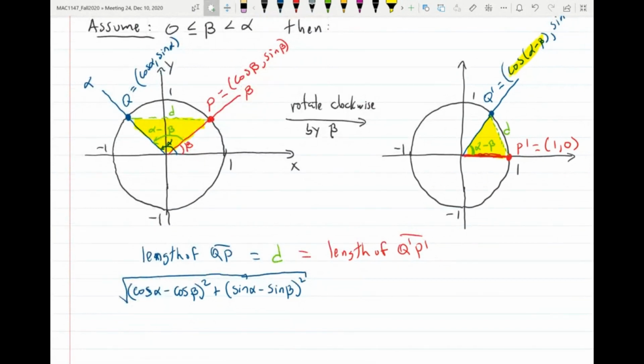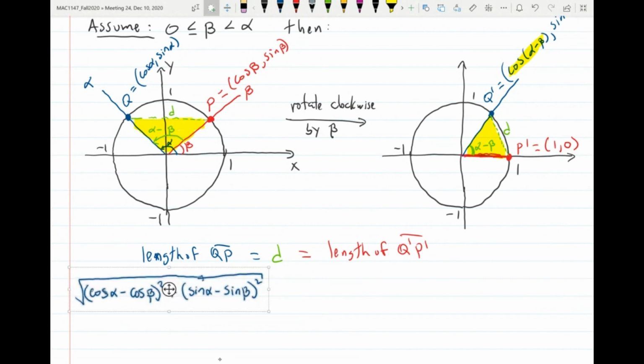Do you understand this? For the segment QP? Yeah, I'm trying to do it slowly so I don't lose anybody. But are you following what's going on?